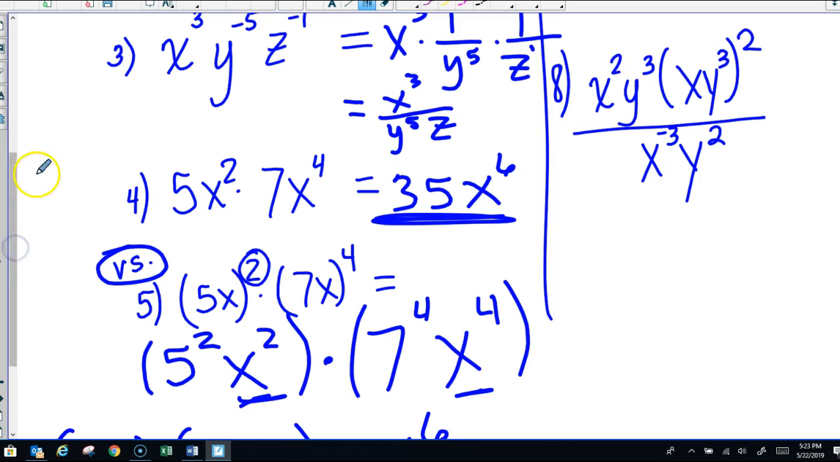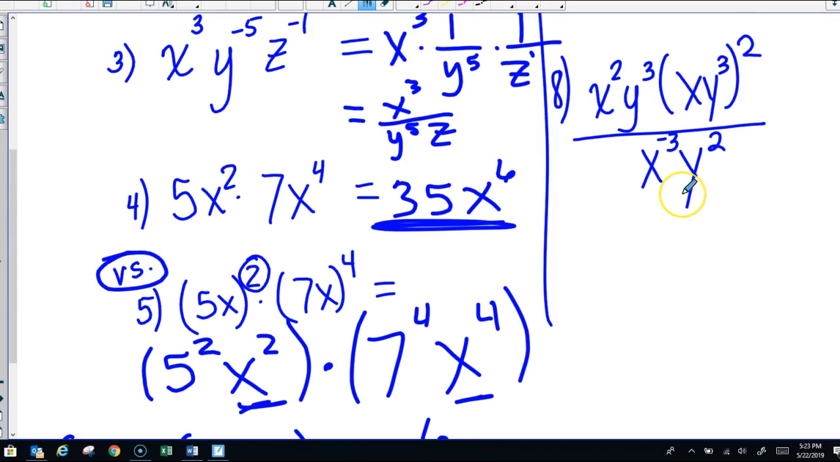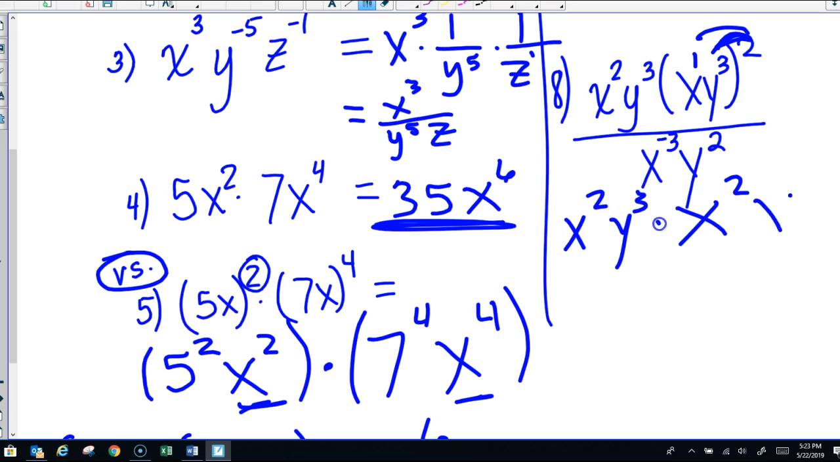Alright, and now over here on number 8. Okay, some parentheses, some not. So, when we've got the value in here, and you can see some other exponents, those are going to multiply with the exponents. So we've got x squared, y to the third, times x to the 1 times 2, or the second, y to the 3 times 2. So the 6th power right there.